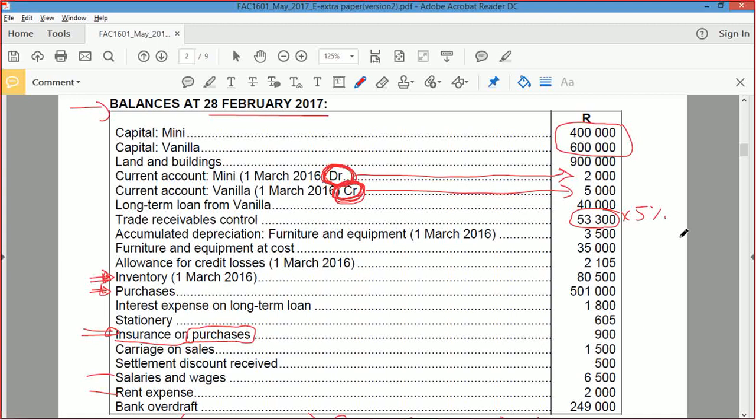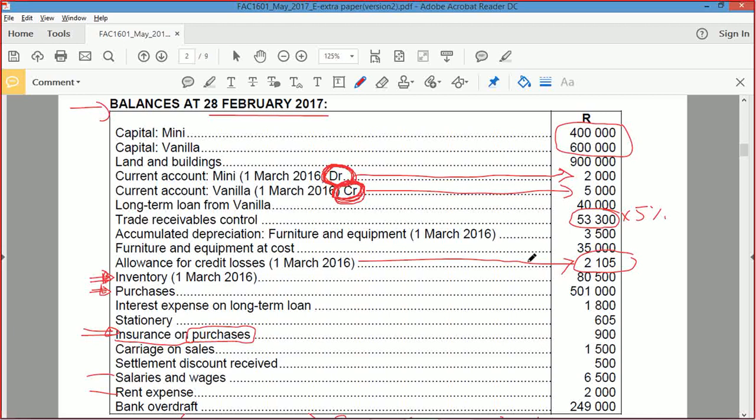53,300 times 5% is 2665. Okay, what is the current allowance? 2105. So is this going to go up or down? It's going to have to go up. So how do you increase a negative asset?